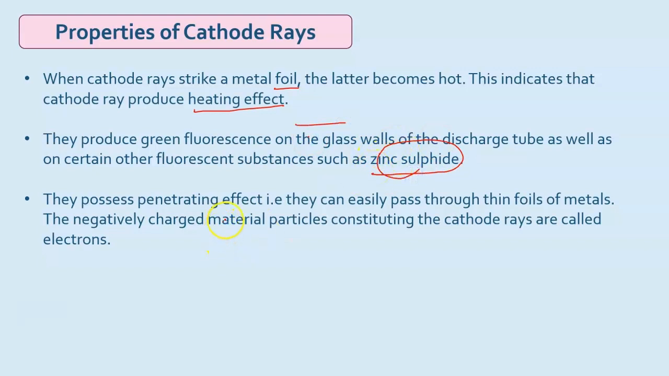By processing all these properties, we have finally said that the negatively charged particles passing from the cathode are nothing but electrons. This is how we discovered the electrons, and these are the properties of cathode rays.